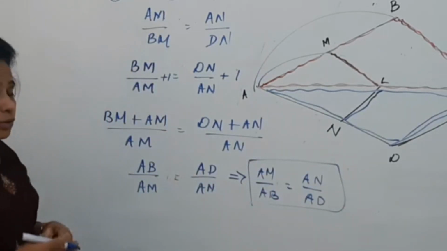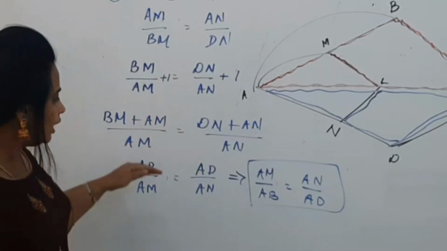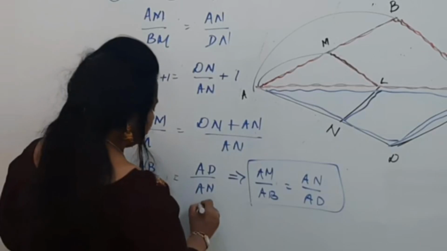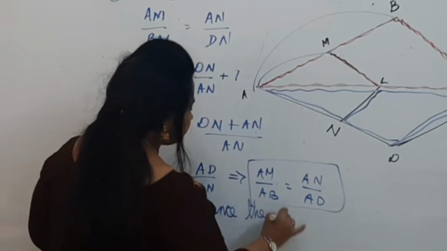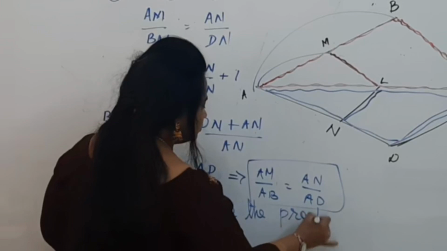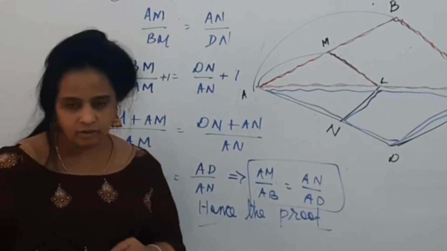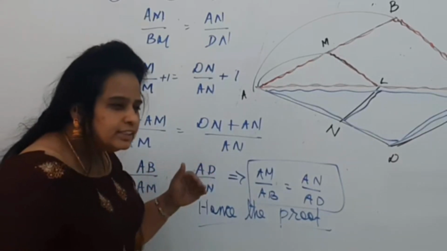So that's what I told you, taking the reciprocal is common in this chapter. So understand this one, hence the proof. So you proved everything. So what will you write at the end? At the end you will write, hence the proof. Hope you understand this question, how to get your proof. This is just a beginning.